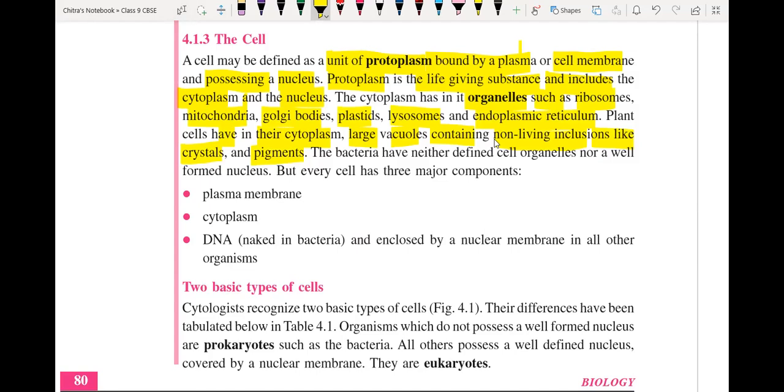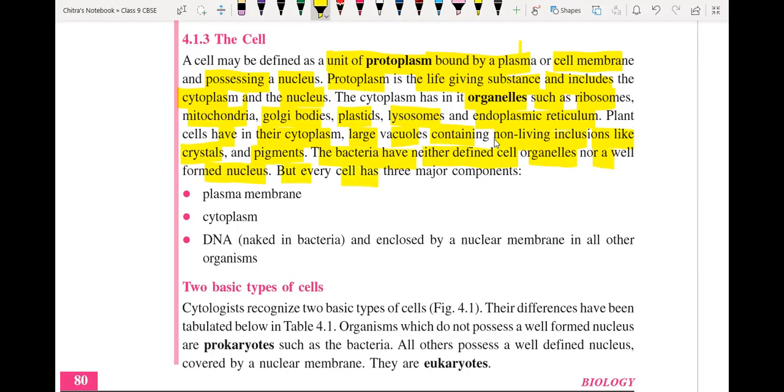They are responsible for absorbing radiant energy from the light. Okay, the bacteria have neither definite shell organelles nor a well-formed nucleus, meaning they are formed by the prokaryotic cell, which does not have a well-defined nucleus. Even most of the cell organelles are absent in the bacterial cell.